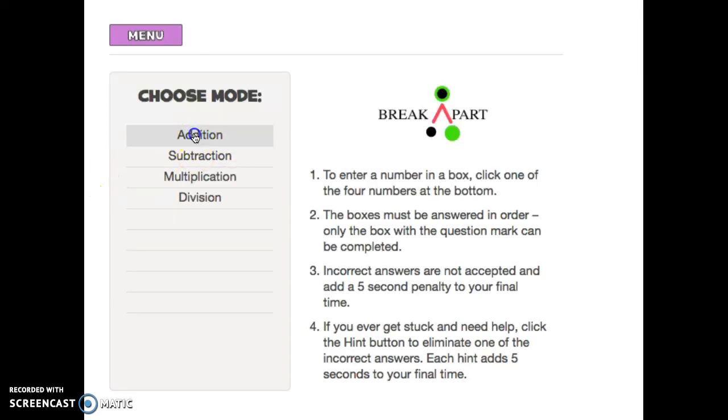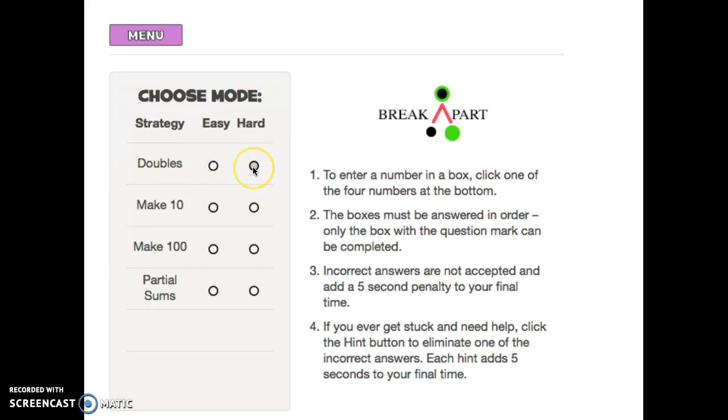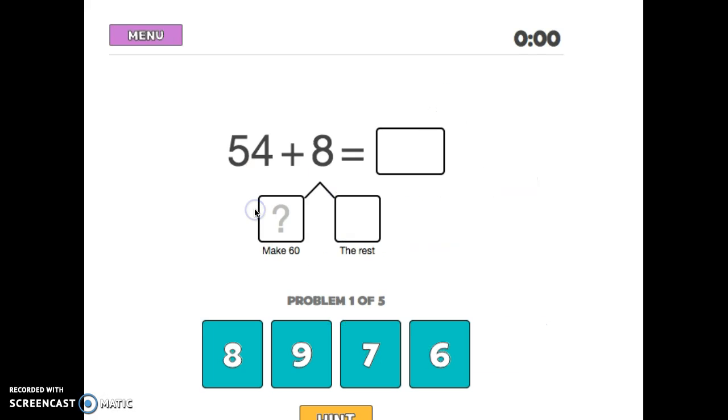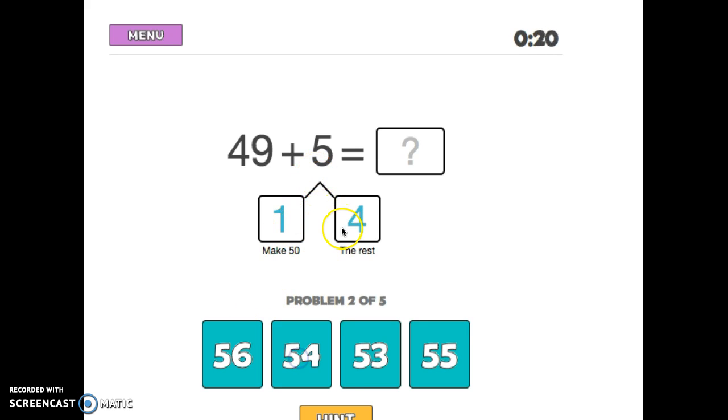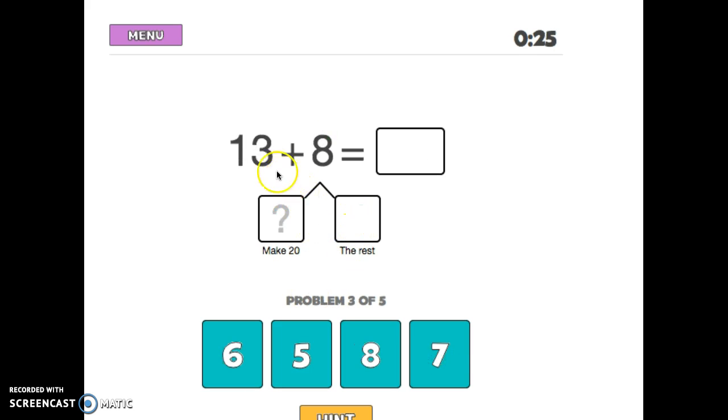Hello, I'm going to begin with addition, and I'm going to begin with make 10 hard. Here I start with 54. To make 60, I need 6 more. 6 and 2 more make 8, therefore 60 plus 2 is 62. 49, to make 50, need 1 more. To make 5, we need 4 more, therefore 50 plus 4 is 54.